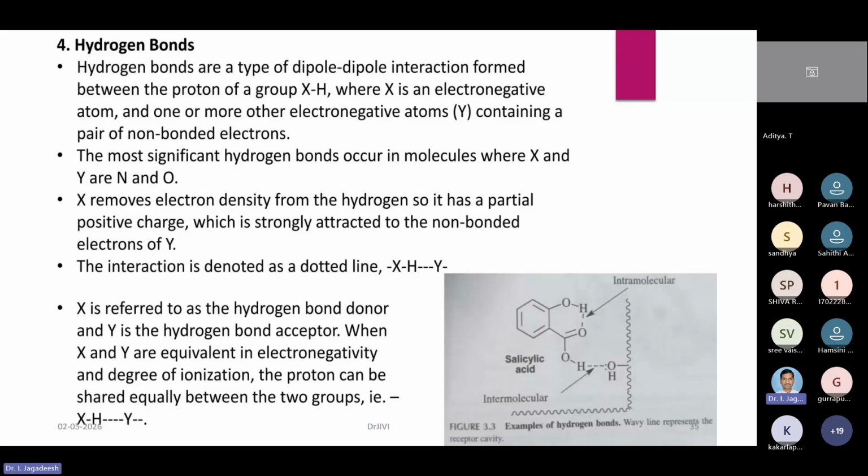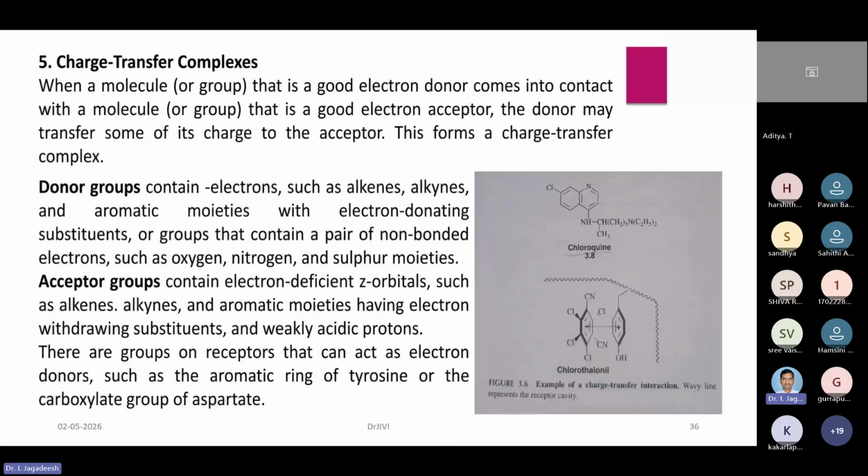Charge transfer complexes are the fifth type of interaction we are going to have. When a molecule or group that is a good electron donor comes in contact with a molecule or group that is an electron acceptor, the donor may transfer some of its charge to the acceptor. This forms the charge transfer complex. This happens only when they come into proximity within a critical distance, and then they form a bond.